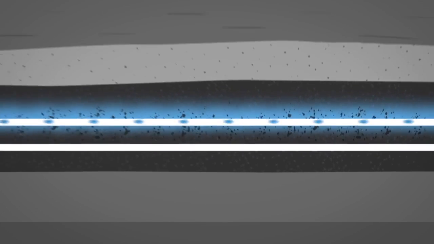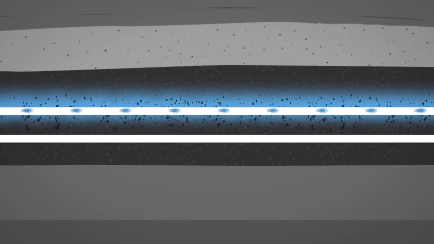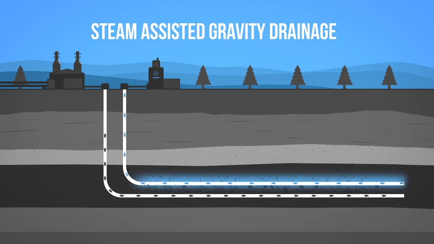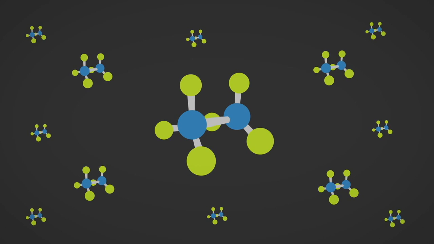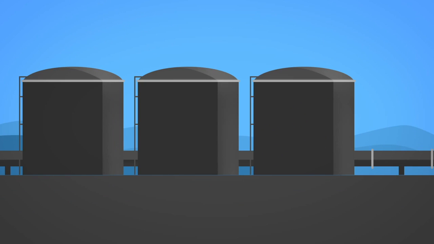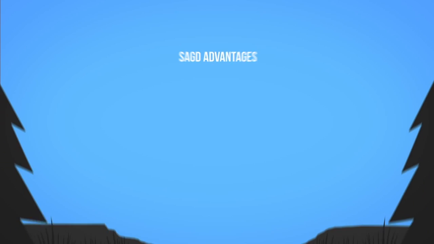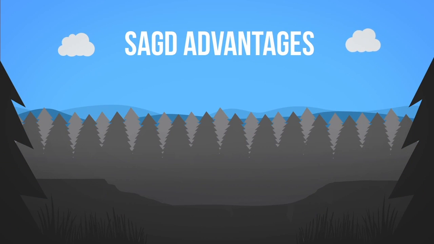The less viscous bitumen then drains into the bottom well with the help of gravity and is pumped to the surface. This is the gravity drainage part of the name. The produced bitumen is mixed with hydrocarbons to further reduce its viscosity and is then stored in storage tanks for transportation and further processing. SAGD has several advantages over oil sands mining.